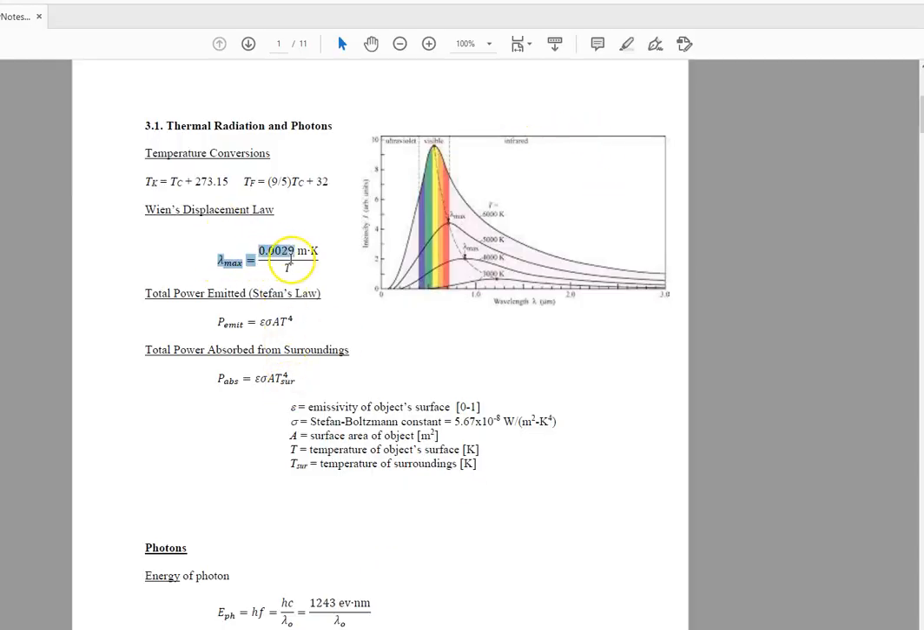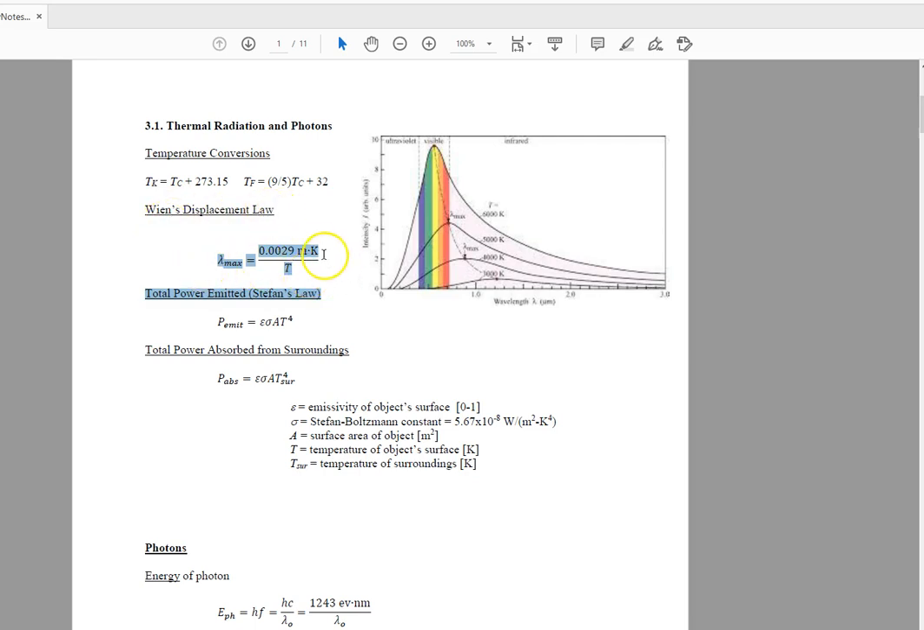This is known as Wien's Displacement Law. So the maximum wavelength, and that's maybe not written as well as it could be. What I mean by lambda max is not the longest wavelength, but the wavelength of maximum intensity. This is the peak wavelength, the peak of the intensity. It's equal to 0.0029 meter times Kelvin over the temperature. So that's known as Wien's Displacement Law. You should know how to use that.